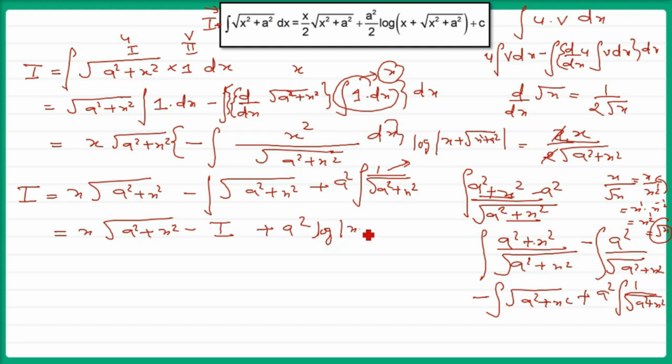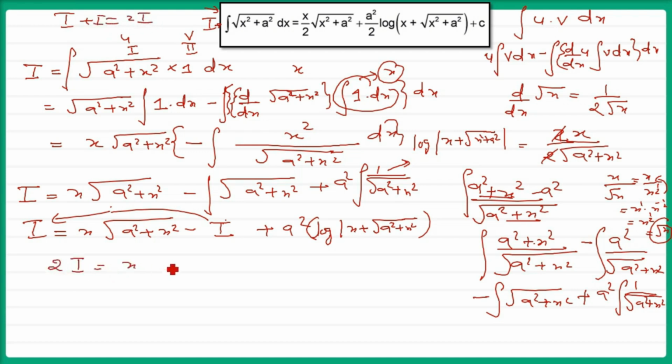Log modulus x plus under root x square plus a square, or a square plus x square, and better is to keep it inside the bracket after log actually. Now this negative I goes on the left, I minus I, that is I plus I will become. So I plus I will become what? Twice I. Just write 2I here.